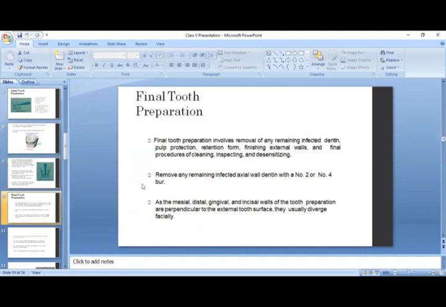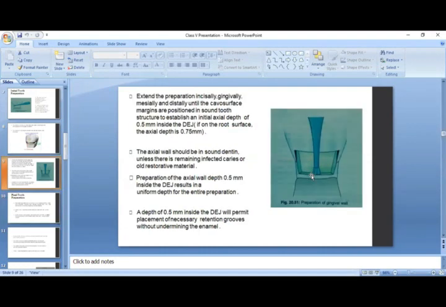Okay, the second goal is that we should remove all of the infected axial wall dentin with the number 2 or the number 4 burr. What is basically the axial wall? That basically, axial wall should be properly cleaned, because if a carious lesion is present on that axial wall, that causes a decrease in the longevity of the restoration or the failure of the restoration. So all of the infected dentin should be removed.